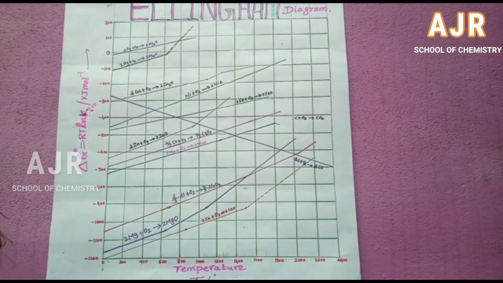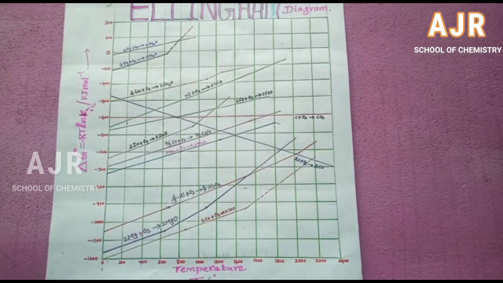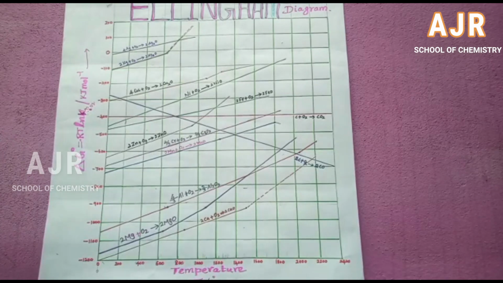Limitation number 2. The interpretation of delta G is based on the assumption that the reactants are in equilibrium with the products, which is not always true.